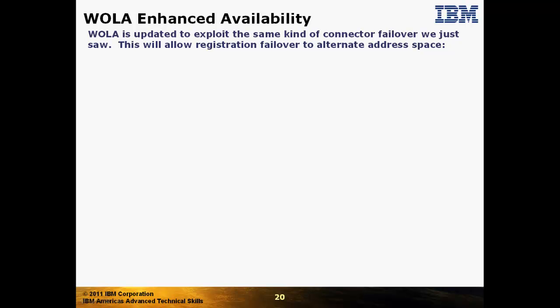WOLA takes advantage of this new function as well. There are a few differences, as we'll see, but in general the same principle applies. That is, when WAS detects that a connected resource manager is lost, take a defined alternative action. If you're interested in more on WOLA, see the WP101490 tech doc at ibm.com/support/techdocs, or go to YouTube and search on WP101490.